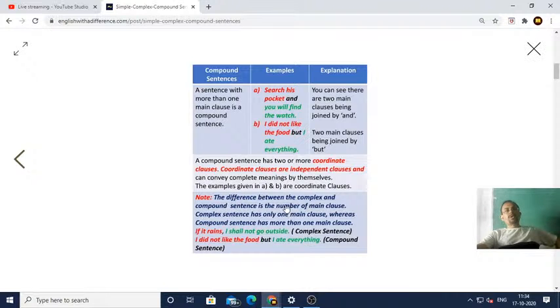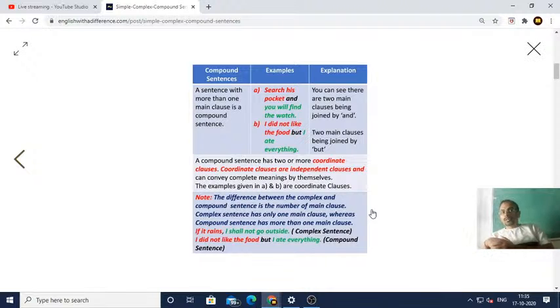The difference between the complex and compound sentence is the number of main clauses. A complex sentence has only one main clause, whereas a compound sentence has more than one main clause. So, how will you identify the difference between a complex sentence and a compound sentence, dear students? Always remember, a complex sentence has only one subordinate clause. Okay.